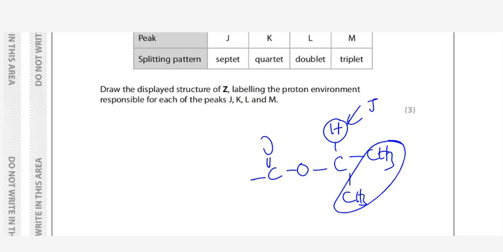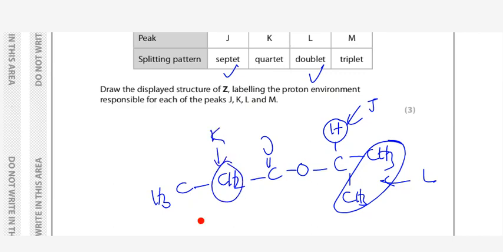And this should split into a doublet. This has to be L, because the adjacent carbon has only one hydrogen. Then you have a CH2, and you have a quadruplet and a triplet. Quadruplet means 4, so this should be the quadruplet because of the adjacent CH3, which is K. The adjacent carbon has 3 hydrogens, 3 plus 1, 4, and this other one has to be the triplet, adjacent 2, 2 plus 1.